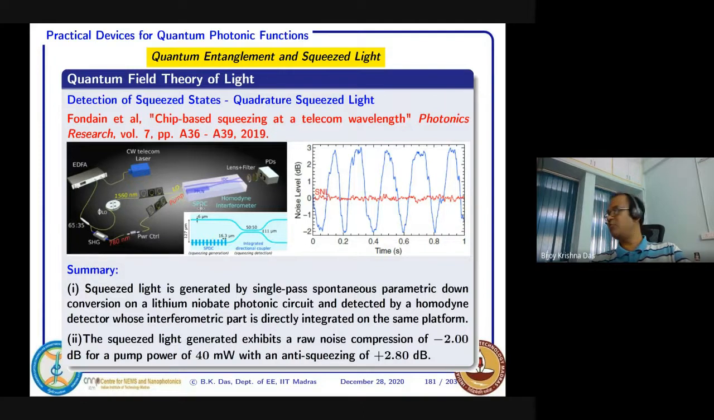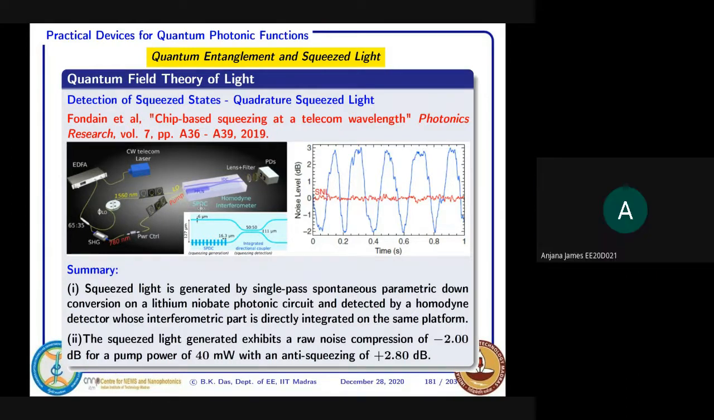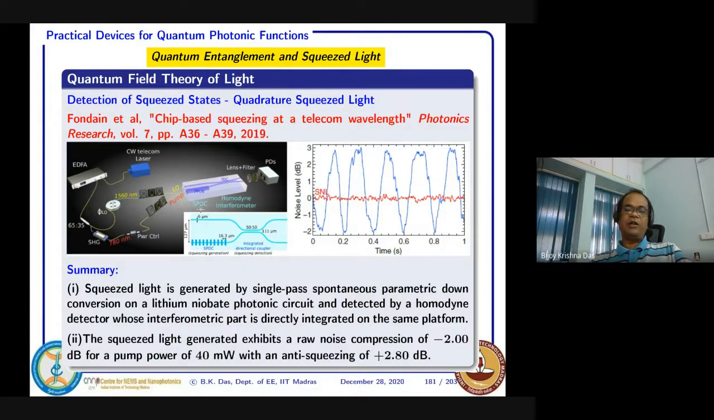What is SPDC, you know? Anjana, can you tell what is SPDC? Spontaneous parametric down conversion. Exactly. So it is spontaneous parametric down conversion. So that means it is a Chi2 nonlinear process I discussed now. So one pump photon will be decomposed into two daughter photons, that is signal and idler.